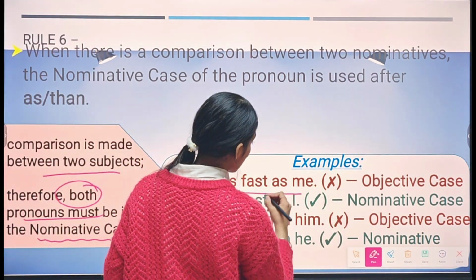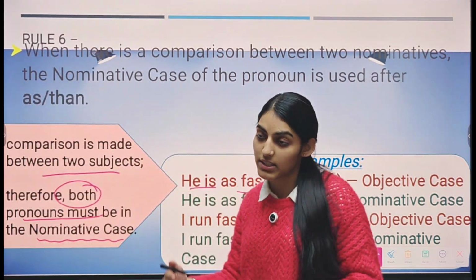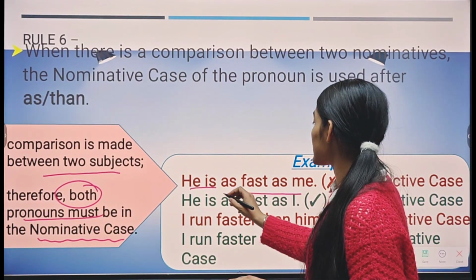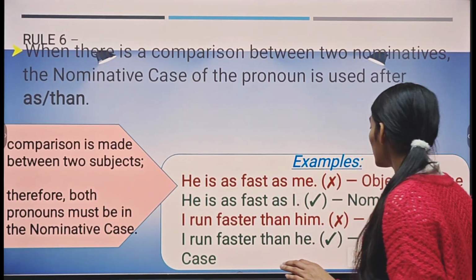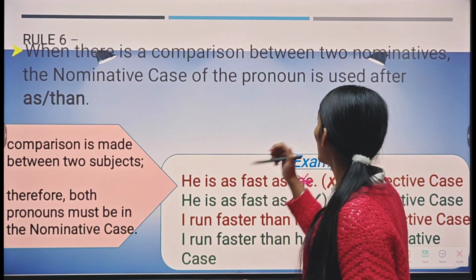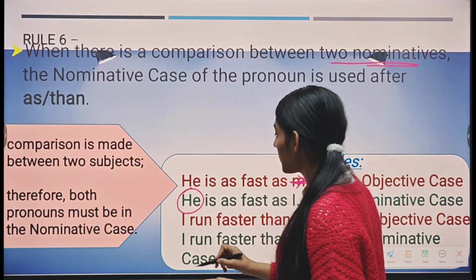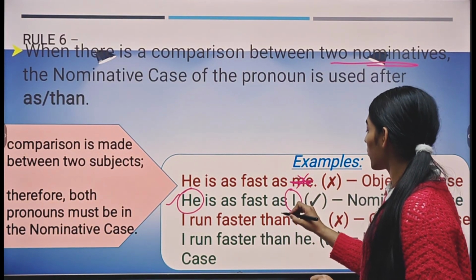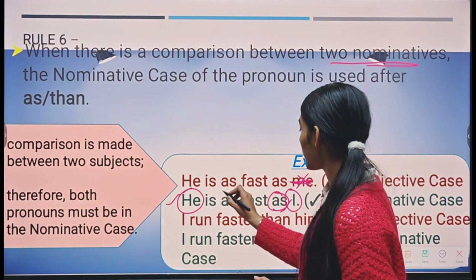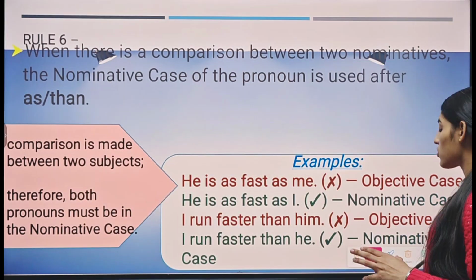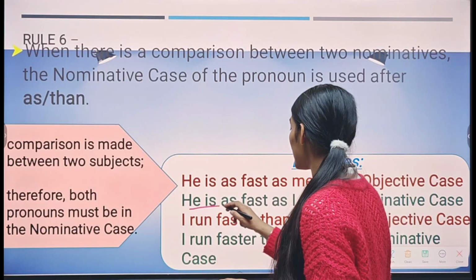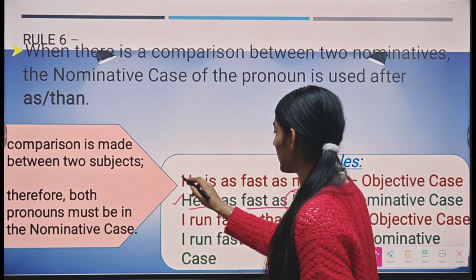He is as fast as me. We always used to say this sentence, but this is the wrong way. As per the rule, we should always say, he is as fast as I. We cannot say me; me is wrong over here. When there is a comparison between two nominatives, he is the third person singular and I the first person singular, and as we have used as here, we will use the subject form instead of the object. So he is as fast as I. This is the correct form and the other is wrong.